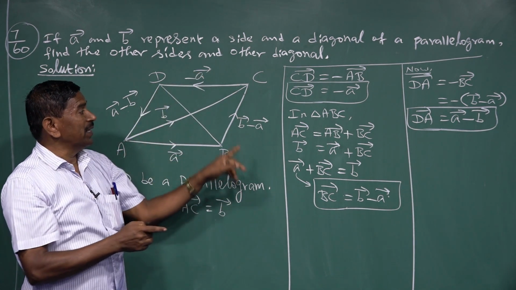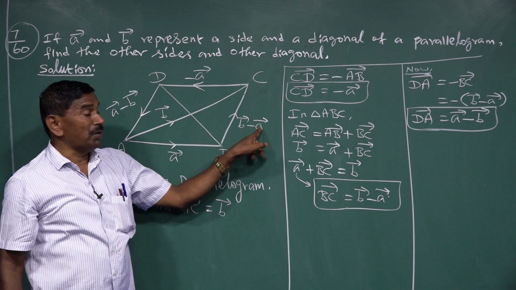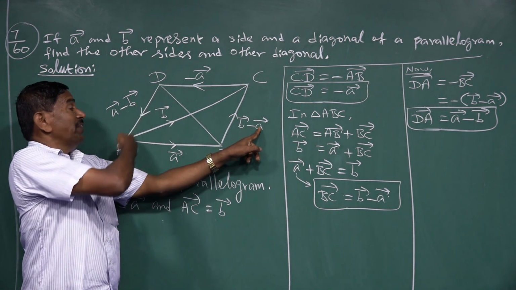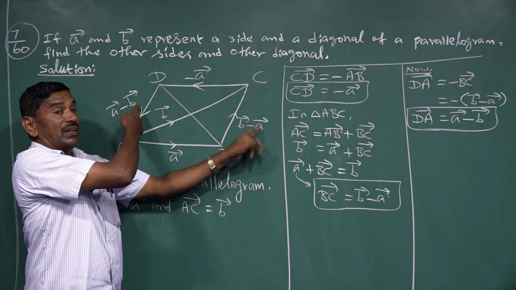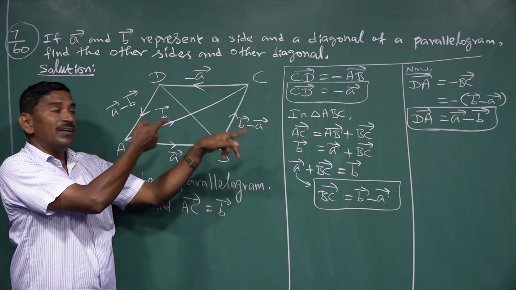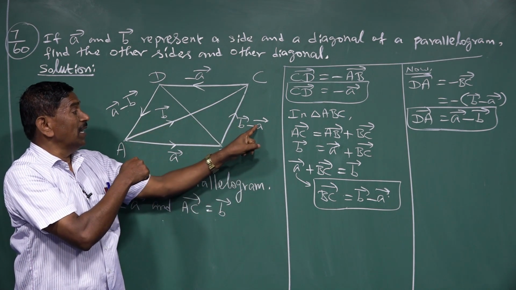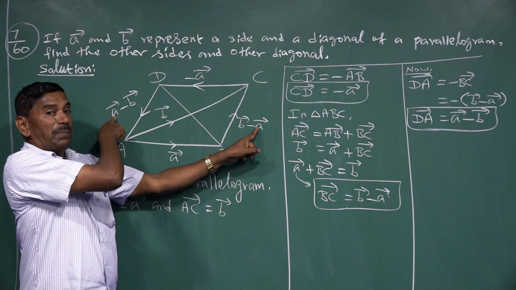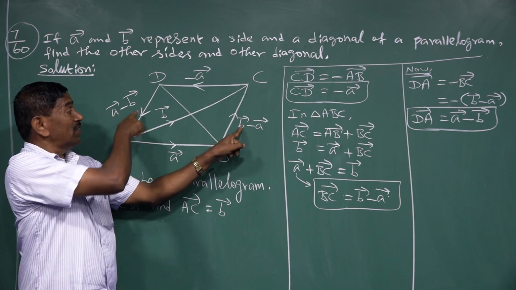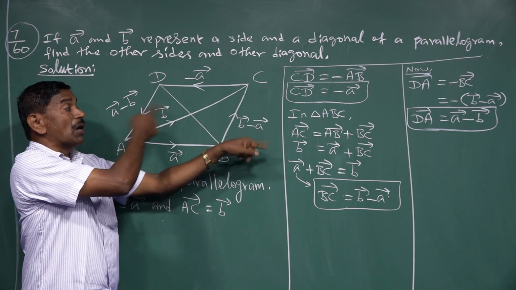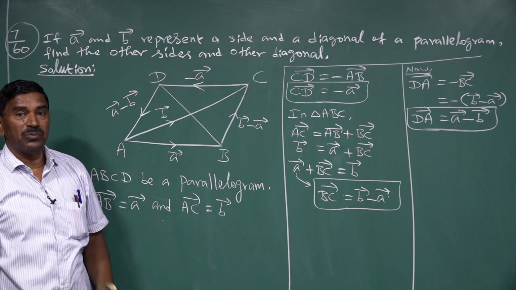Okay. Remember, BC vector equals B vector minus A vector, but AD vector equals A vector minus B vector. What is the difference? Very good. The difference is here minus A vector, here plus A vector. Here plus B vector, here minus B vector, because they are opposite in direction.